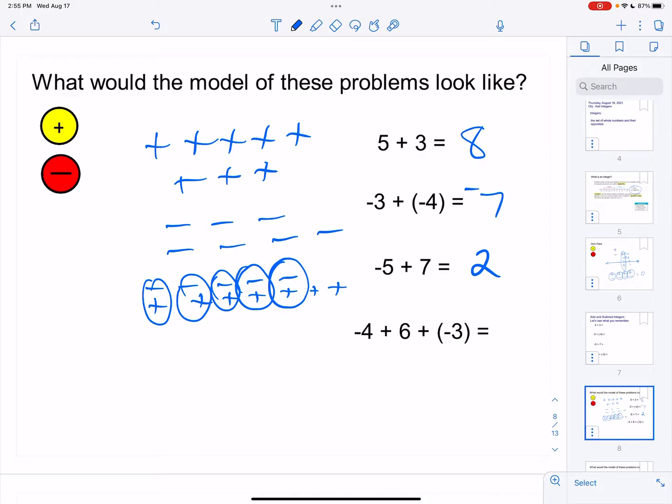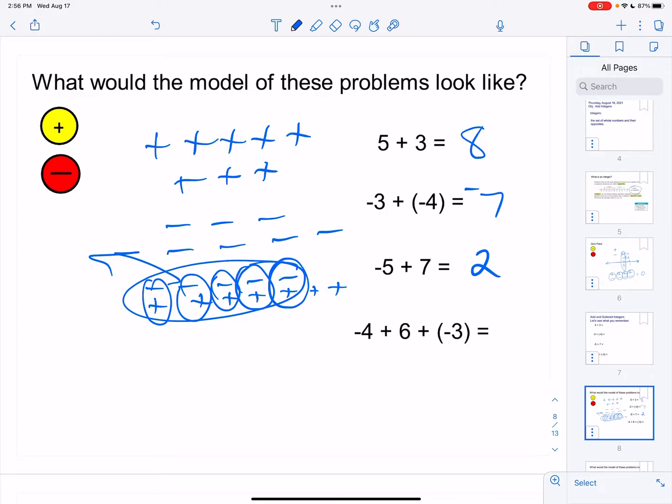Well, that's what we're really doing with these zero pairs. We're taking them away. So when we have numbers of different signs, we're really going to subtract our numbers and then just take the sign of the number that has the bigger number of pluses or minuses.